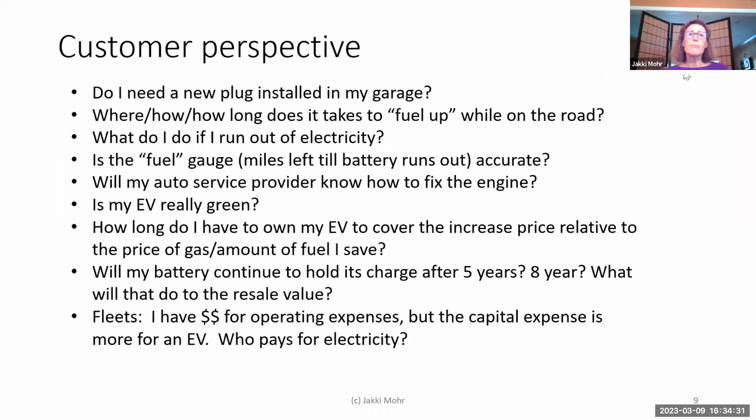And in the language of Jeffrey Moore's Crossing the Chasm, he refers to this as the whole product, an end-to-end solution. So when we talk again from the customer perspective about electric vehicles, what we see is they have a whole host of questions about buying and owning an electric vehicle. And I'm not going to read through all these, but you can get a sense of how different it is than purchasing a gas-powered vehicle.